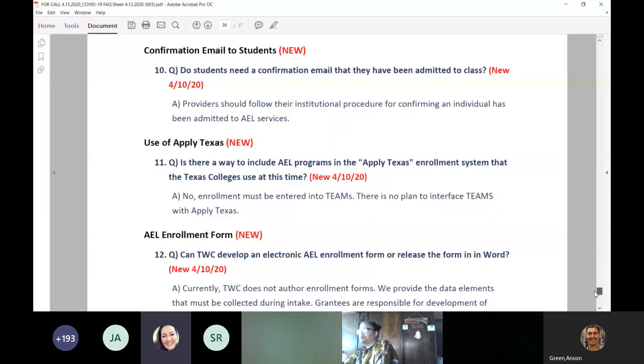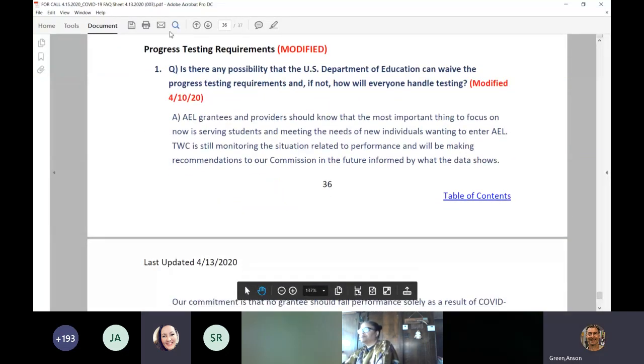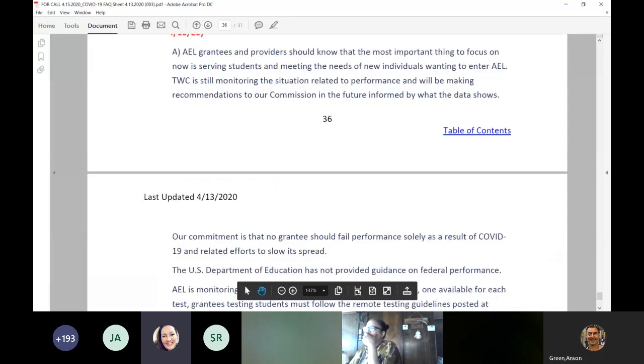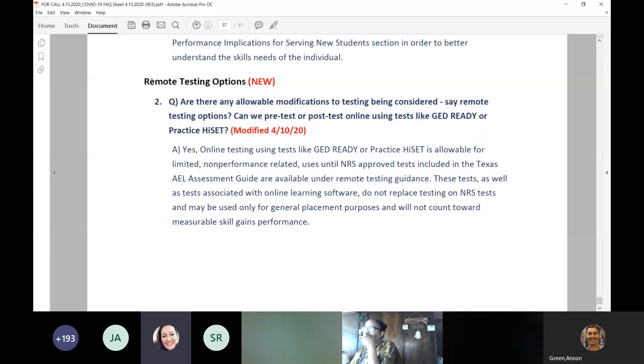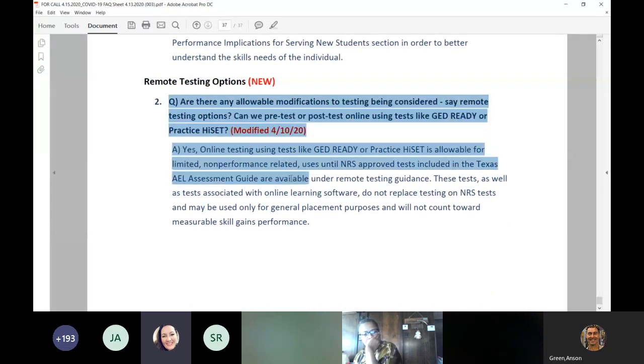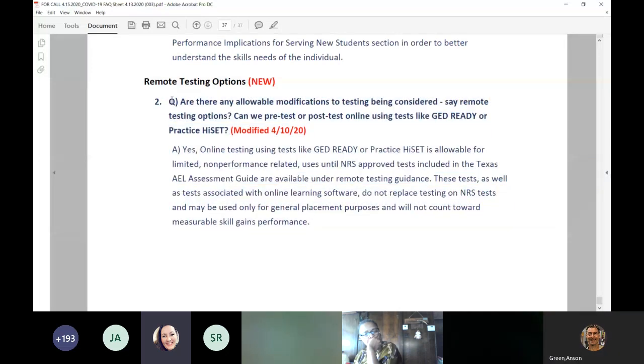where we are right now, which is yes, we're saying you can use these non-NRS tests for purposes of placement or instruction, but we don't really know the outcome. Right now, our guess is that no, these aren't going to be able to count for a standard pre-test to determine a baseline. So you can find that there at the end of the document. So I just kind of wanted to point you guys to that guidance.